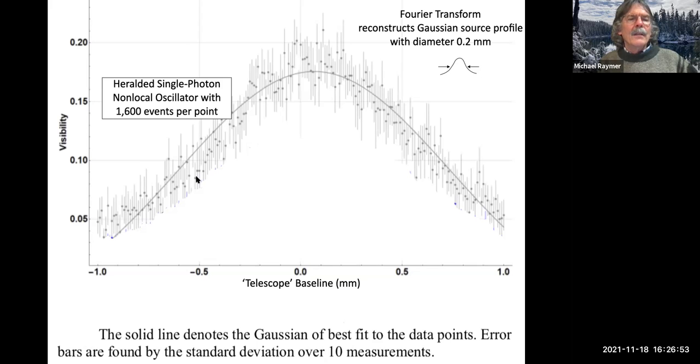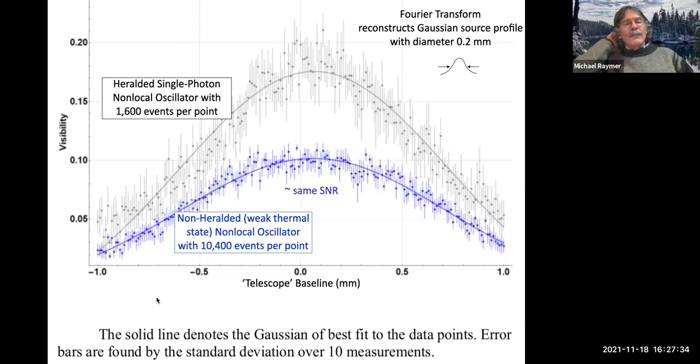Now, this is from the heralded single-photon non-local oscillator with 1,600 events per point. By events, we mean successful coincidence events. So it's not photons coming through the telescope per second, or the total number of telescope photons coming through, because most of those are not detected. We have to wait until we get a coincidence event, which means we have seen interference between the starlight and our local oscillator photon. But that is a reasonable way to parameterize the result.